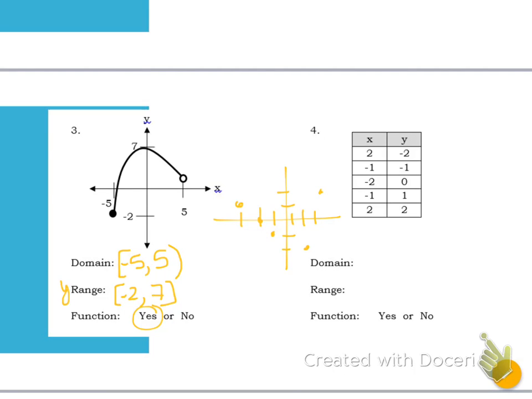Need to fix that 2, 2. It was a little far over. All right, so I automatically see I have my 2 repeating here, so it's not going to be a function. Okay, so if we were to draw it, it looks like this right now.